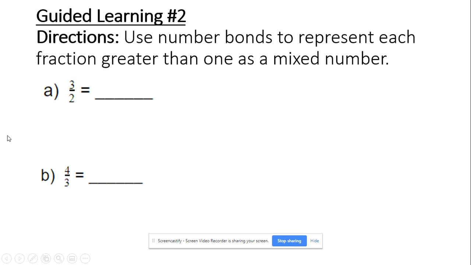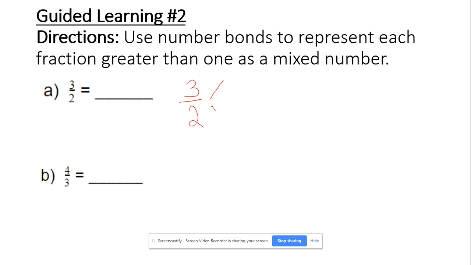Hey everyone, today we're going to be learning how to rewrite fractions greater than 1 as a mixed number and a mixed number as a fraction greater than 1. To start, we have a fraction greater than 1. We want to rewrite that as a mixed number using number bonds. So we're going to start with 3 halves.